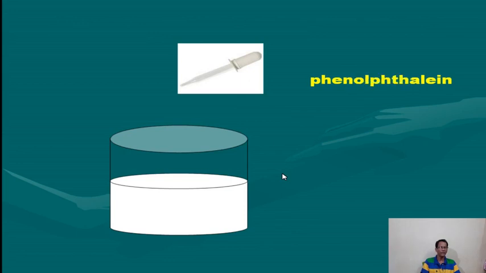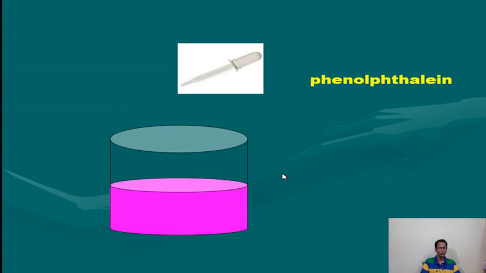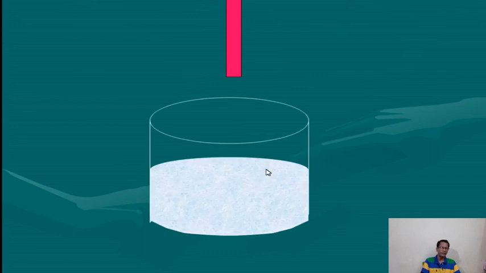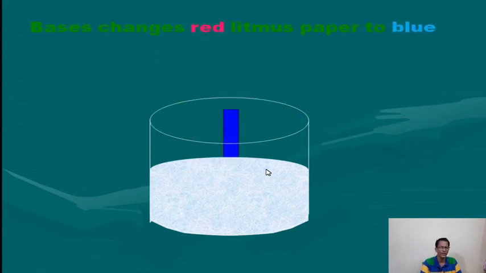Similarly, if you add one drop of phenolphthalein indicator to an unknown solution, and the solution changes to pink, that means the solution is basic. That means base changes phenolphthalein to pink. These are other small tests of base. Similarly, if you dip red litmus paper into an unknown solution, and the red litmus paper changes to blue, that means the solution is basic. That is also another simple test of base.